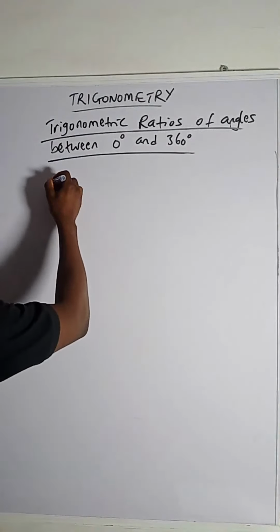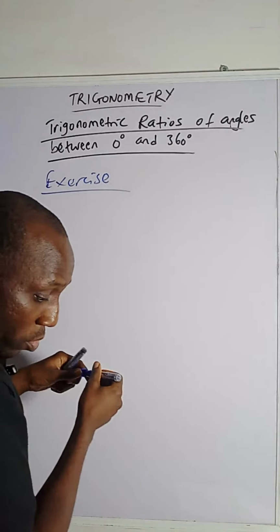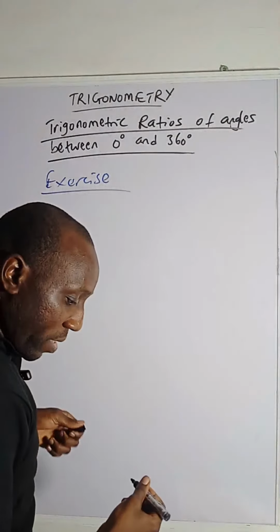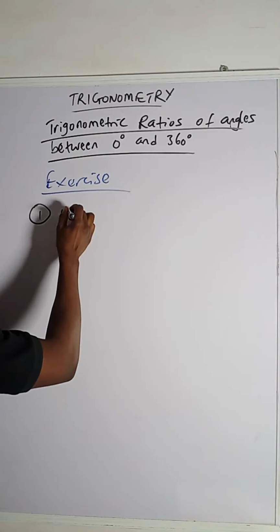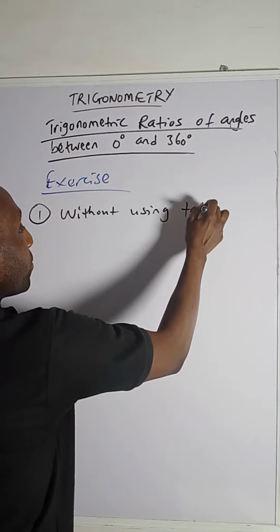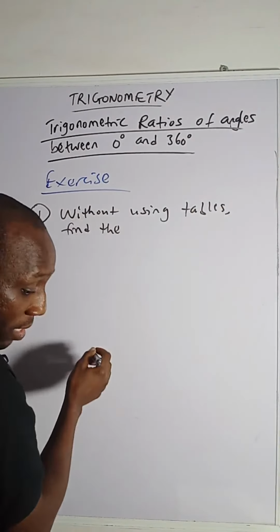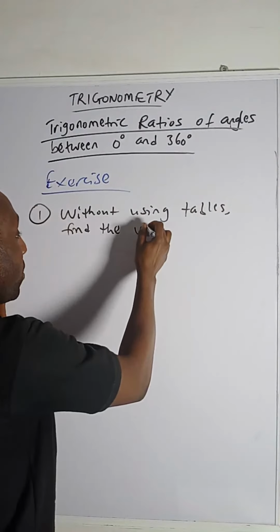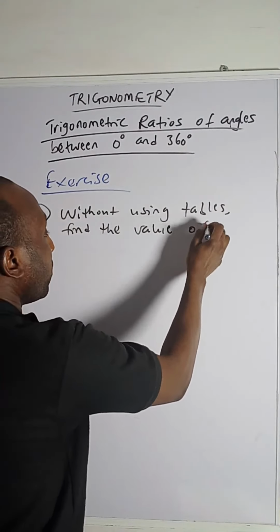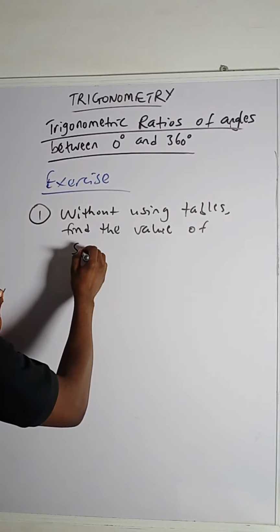So here's something for you all to play with. Here's an exercise, and I'm going to write it here on the board. Without using tables, find the value of sine 120 degrees.